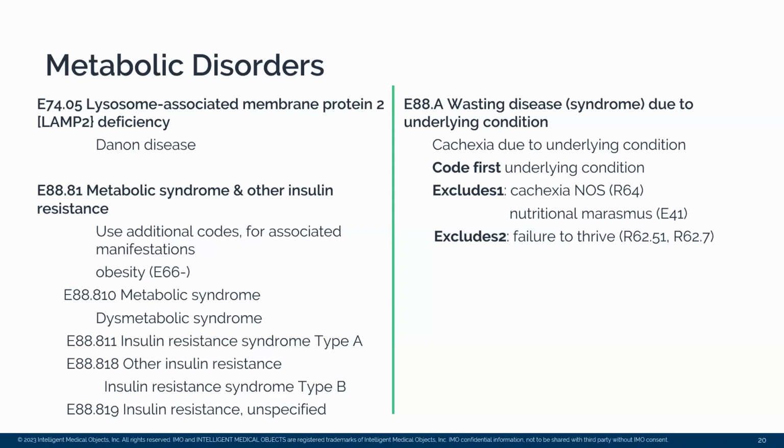E88.A for wasting disease syndrome due to underlying condition is a new code to represent that involuntary ongoing loss of more than 10% body weight with reduction in muscle mass. They wanted to capture the severity of illness for patients with different underlying conditions that also have the wasting disease.